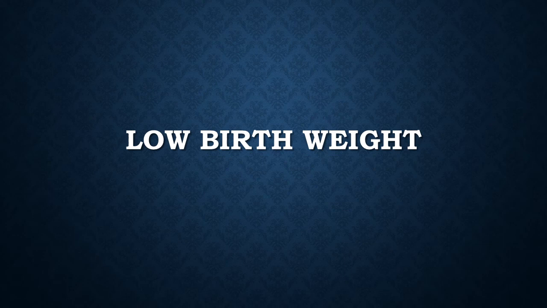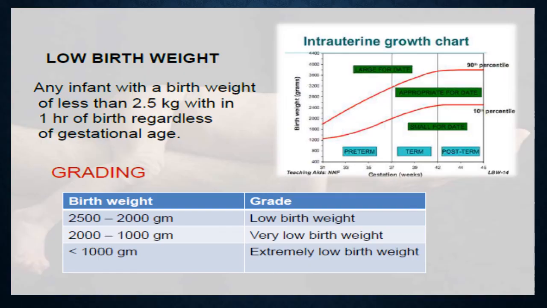Let's talk about our last terminology today, which is low birth weight. What do we mean by low birth weight? Low birth weight is any infant with a birth weight of less than 2.5 kilograms within 1 hour of birth, regardless of the gestational age. So we are not talking about prematurity or post-maturity or intrauterine growth restriction. It's as a whole low birth weight.